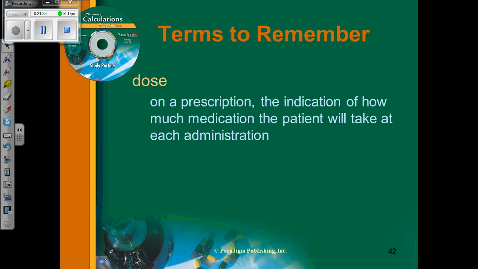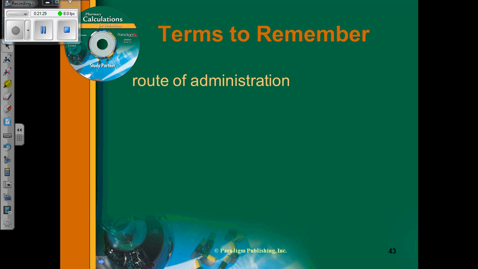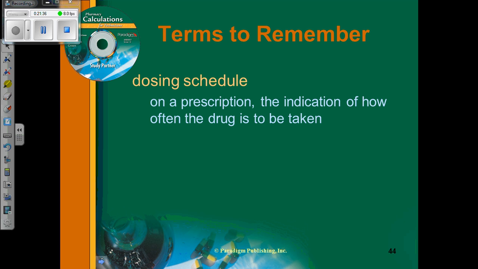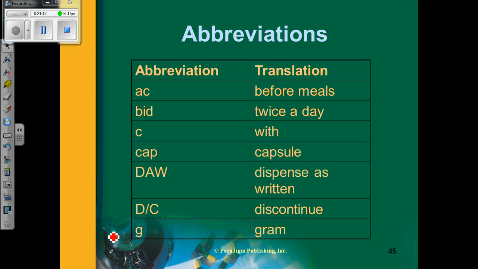The dose indicates how much medication the patient will take each administration. The route is the indication of how the medication is to be given. The dosing schedule is the indication of how often the drug is to be taken. So now we get to some abbreviations here, and I wanted to go through and give you some hints on them.